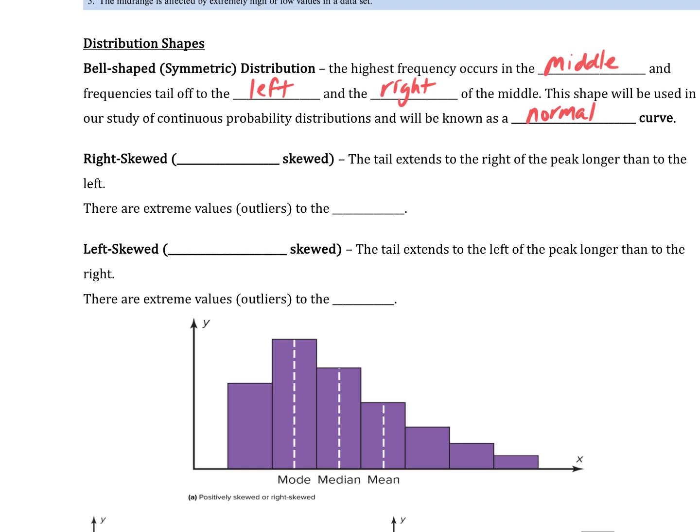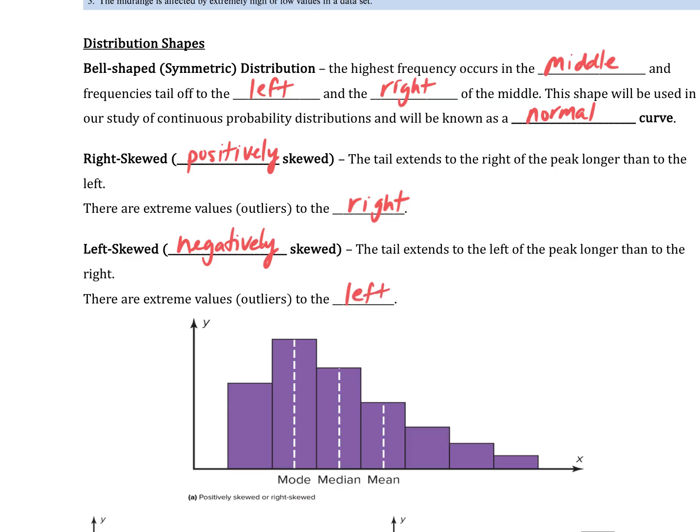Right skewed, which is positively skewed. The tail extends to the right of the peak longer than to the left. So again, we kind of talked about that. It has a tail. There are extreme values or outliers that are on the right. So the tail will also taper off towards your outliers as well. Left skewed is going to be negatively skewed. It extends to the left of the peak longer than to the right. There are extreme values to the left.